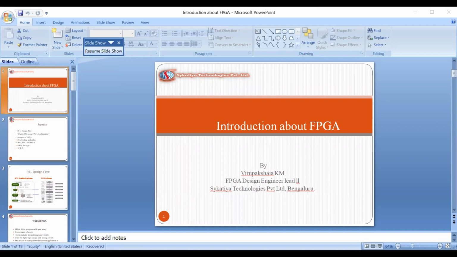So understood what FPGAs are. Now we'll go to the applications of FPGAs, where you are using FPGAs. Nowadays in all domains you are using FPGAs, like communications, medical, aerospace and defense, image processing, video processing, data center and automotive.